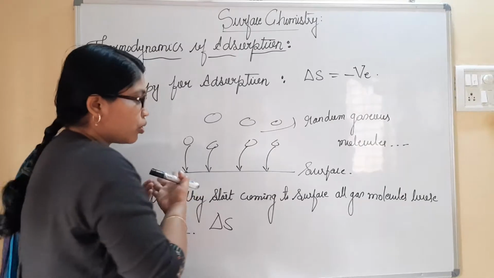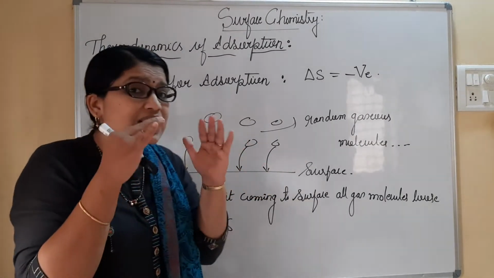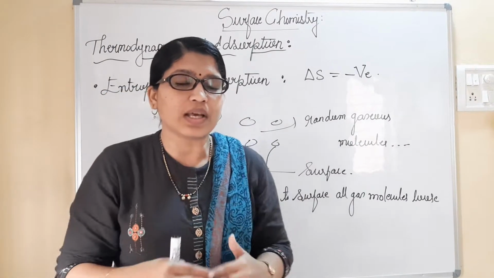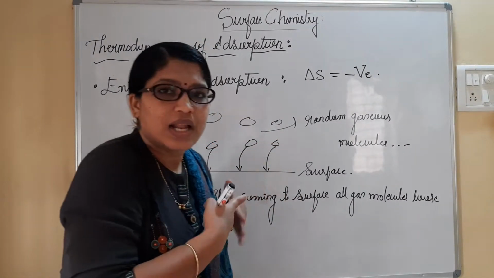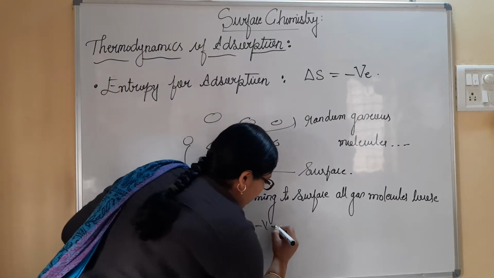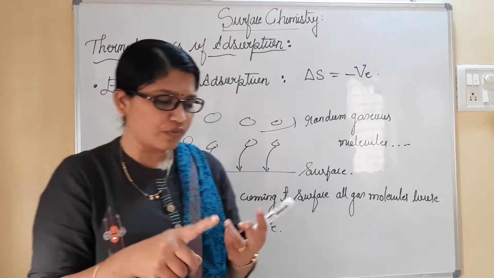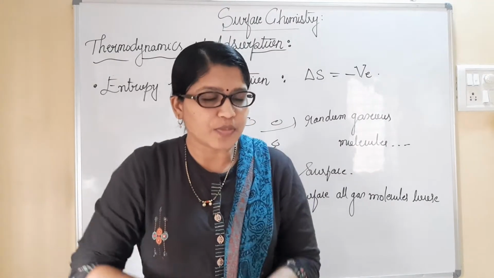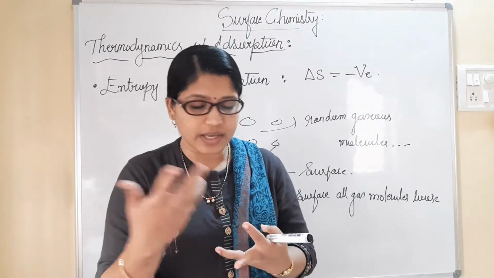When they are coming very close to the surface, what happens? Randomness is decreased. Entropy is going to be decreased. They are becoming systematically arranged on the surface. So delta S value again becomes negative. Remember, for the adsorption process to be spontaneous, according to the Gibbs expression we consider.